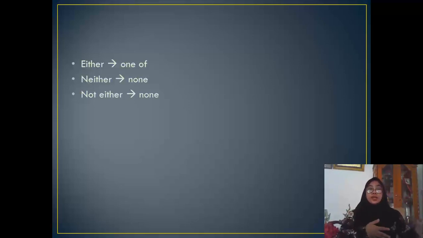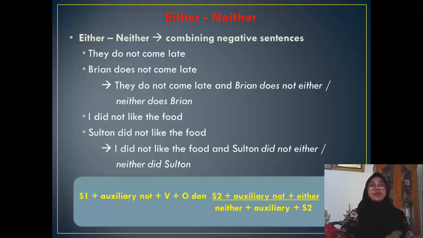Meanwhile, for neither here, none. None means that you cannot choose. Both of them: neither Miss Chika nor Miss Nora will be there. So you cannot choose which one between Miss Chika and Miss Nora. Tak satu pun dari Miss Chika ataupun Miss Nora yang akan berada di sana. That's the point. Okay, let's see the other.